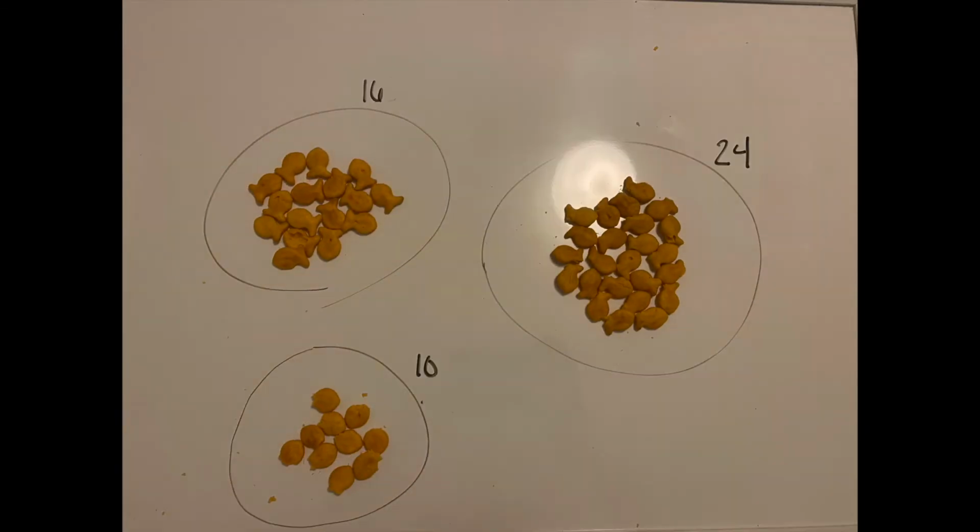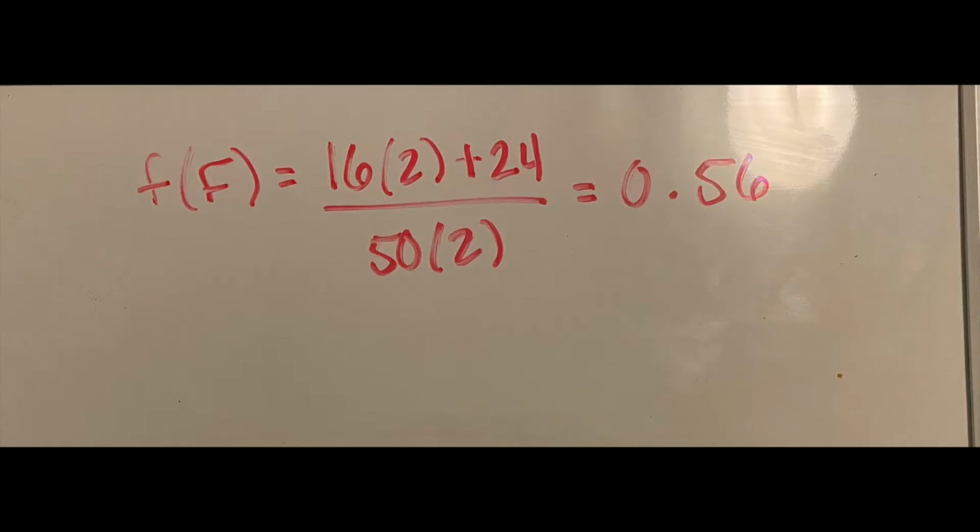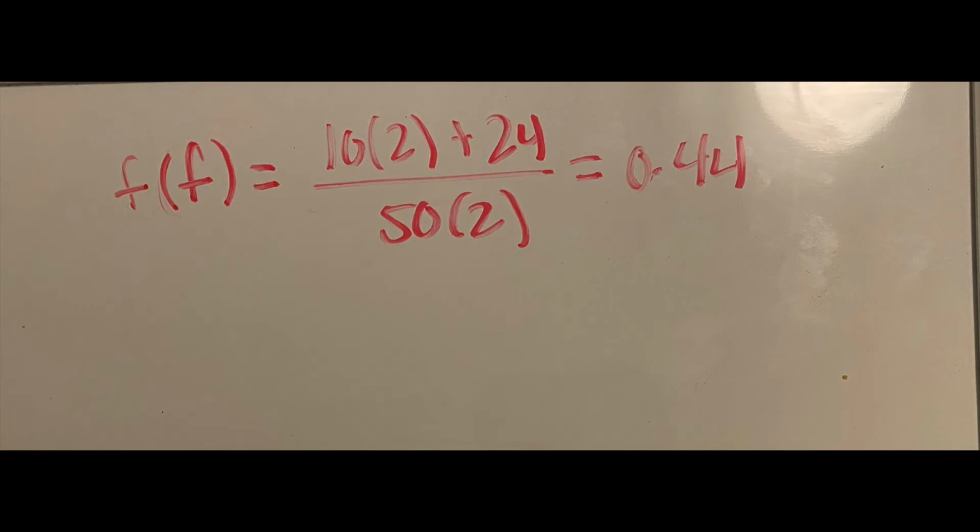There are 16 full-tailed goldfish, 24 half-tailed goldfish, and 10 goldfish with no tails. We can calculate the frequency of the uppercase F allele by adding double the amount of full-tailed goldfish to the amount of half-tailed goldfish. Then divide that by double the population. We will get 0.56.